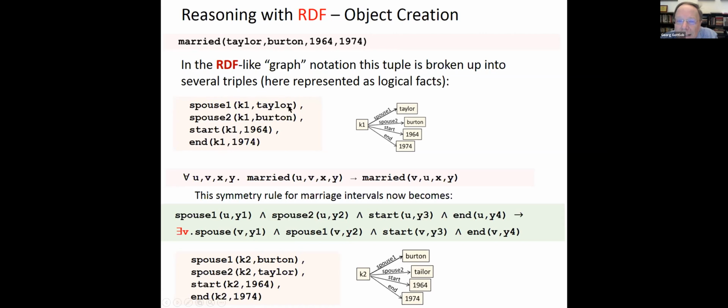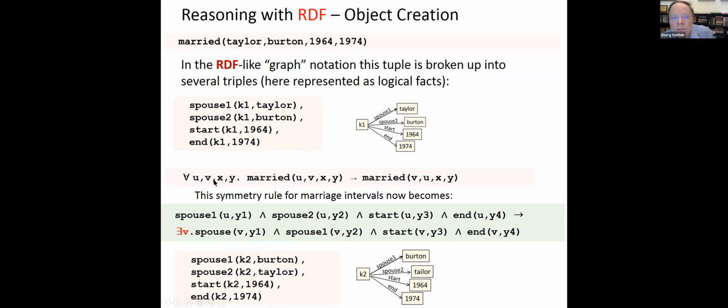Now you have to tie these four RDF triples together with some key. Spouse 1 K1 Taylor, spouse 2 K1 Burton, so the second spouse in the marriage is Burton. And that's the start of the interval, and that's the end of the marriage interval. So you could depict this in the form of a graph here, which could be part of a knowledge graph.